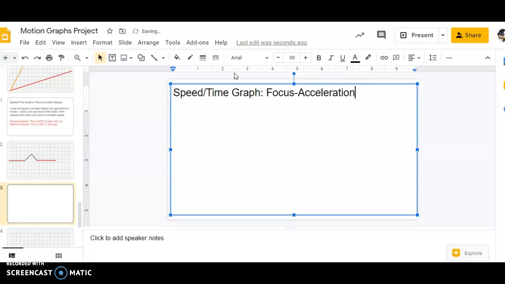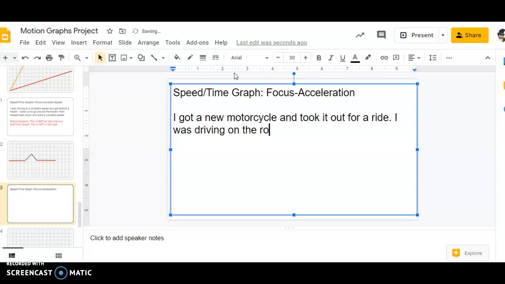Okay, so if I think about a story about that, okay, it could be pretty similar, but you know, I got a new motorcycle and took it out for a ride. I was driving on the road and had to get on the highway.